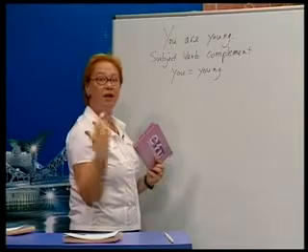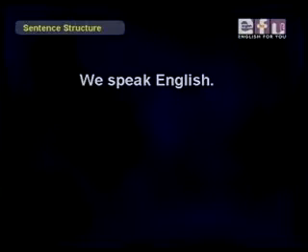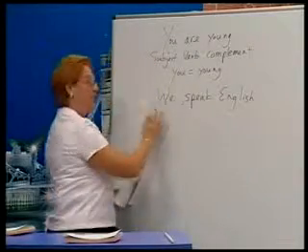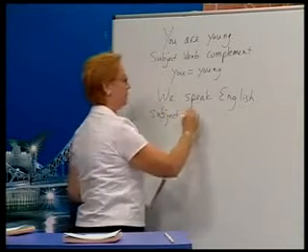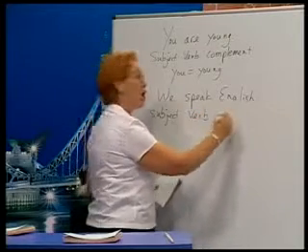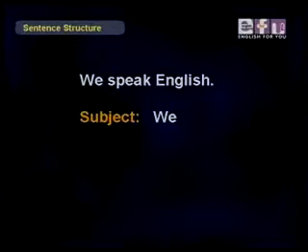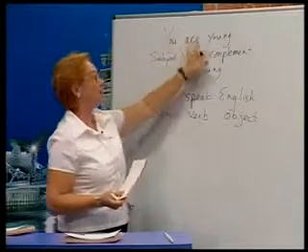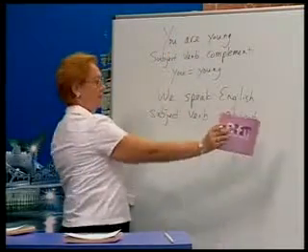Now, I want to talk about another kind of sentence structure, the similar. We speak English. Now, subject, verb. This is an object. So we, subject, speak, verb, English, object. In this sentence, you are young, it's the same. Here, it's different.